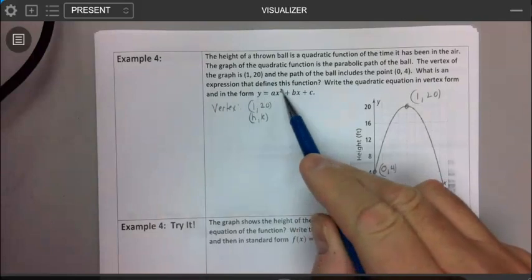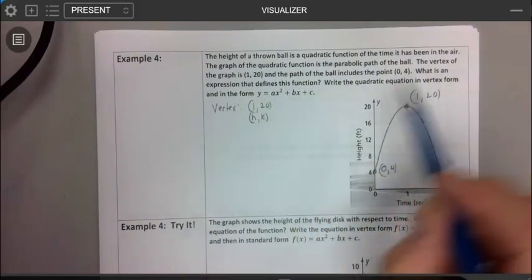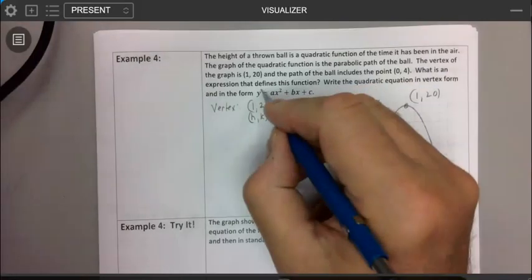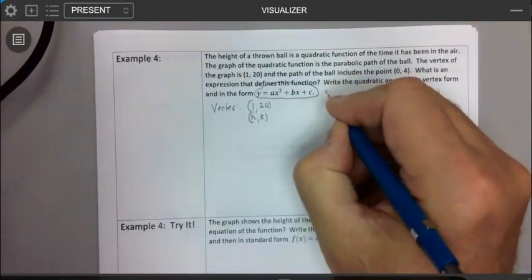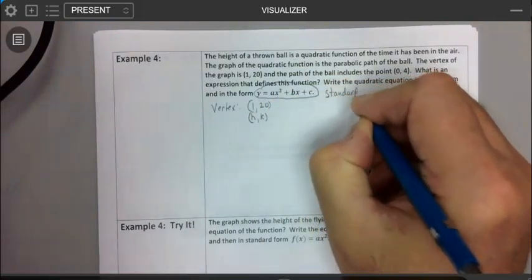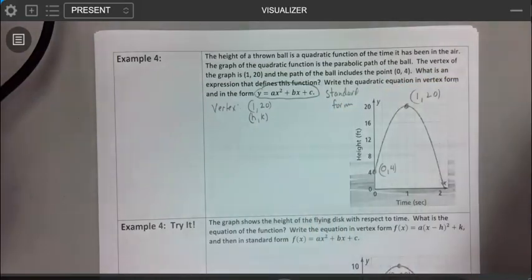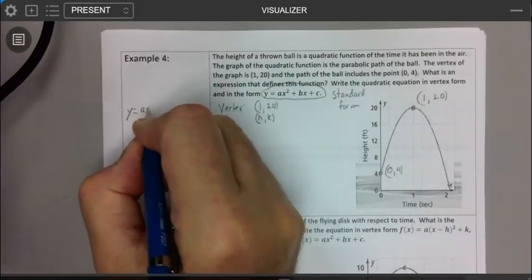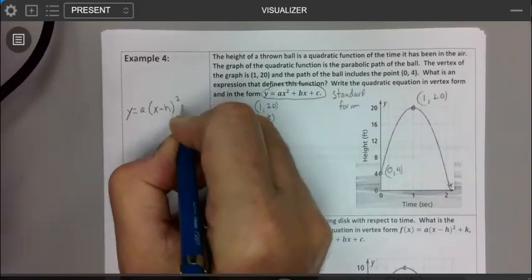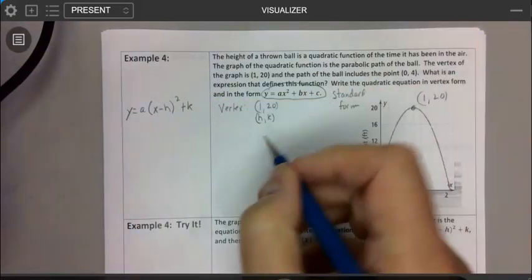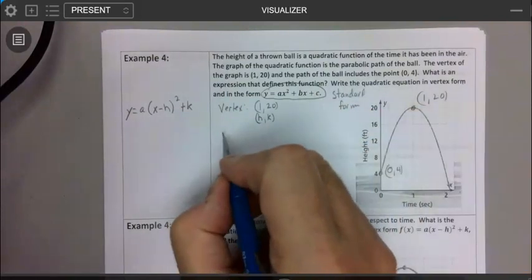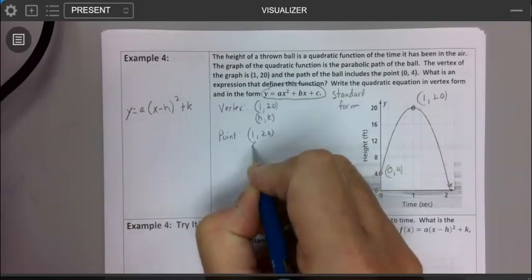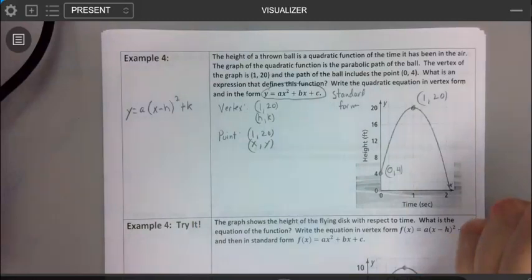What is an expression that defines this function? Write the quadratic function in vertex form and then in the form ax squared plus bx plus c. This is called standard form. So we're going from vertex form to standard form. So let's first put it in vertex form, which is y equals a times (x minus h) squared plus k. And then we know the point that was on the graph is 1, 20, and I like to label these.